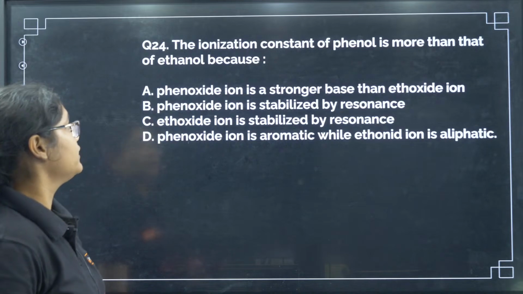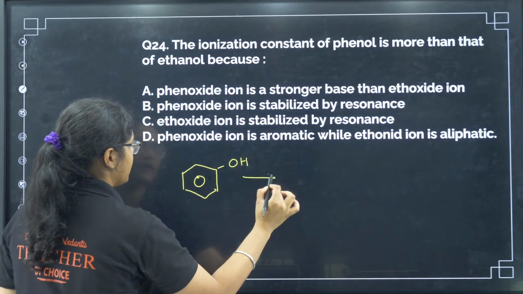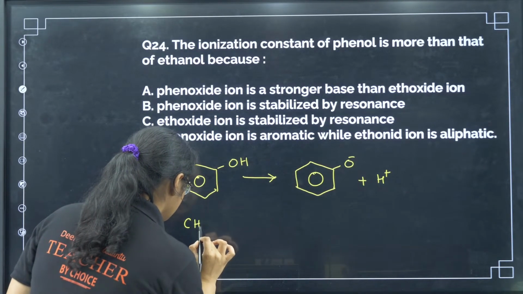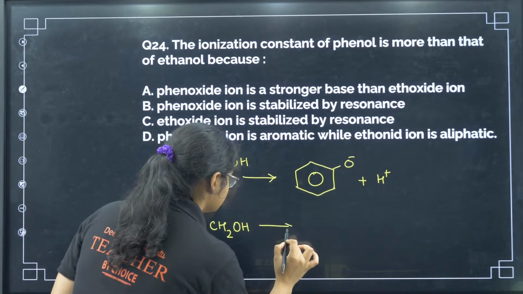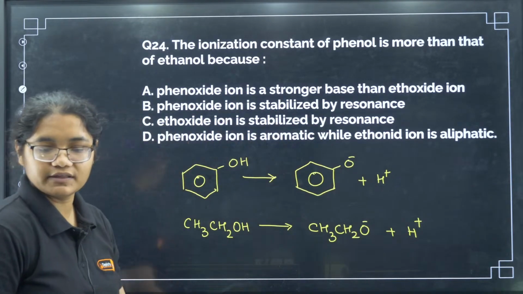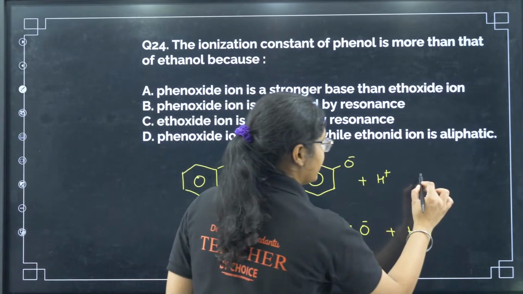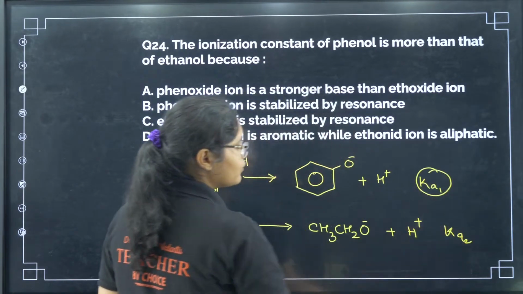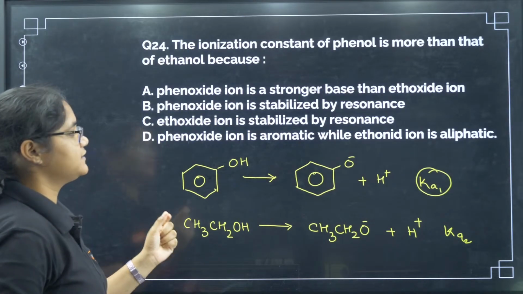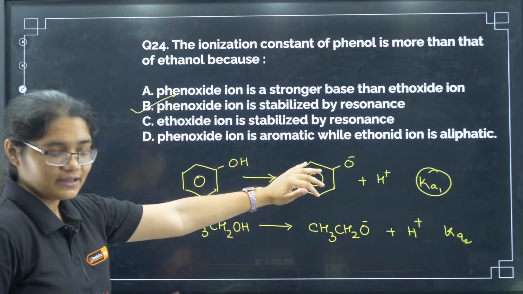Next, the ionization constant of phenol is more than that of ethanol. Why? Ionization constant means, see, phenol will be ionizing in this form: you will get C6H5O minus plus H plus, and ethanol, which is CH3CH2OH, will dissociate as CH3CH2O minus plus H plus. If this is the form happening, then the ionization constant of phenol is more, so I am talking about this Ka value. Suppose this is Ka1 and this is Ka2, this value is more than this one. Why? Phenoxide ion is stabilized by resonance, while ethoxide ion is not. So yes, the correct answer is B, where phenoxide ion is stabilized by resonance, right?